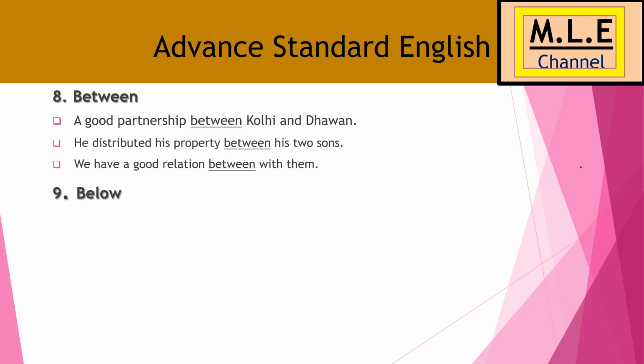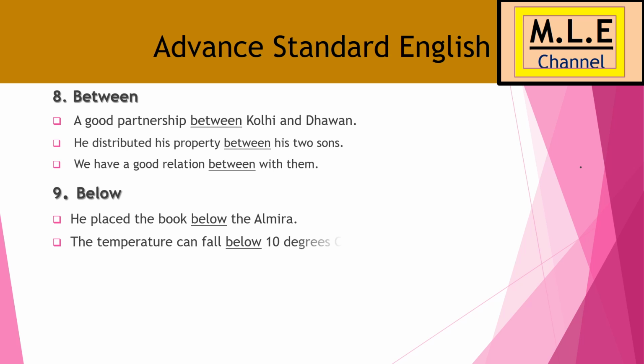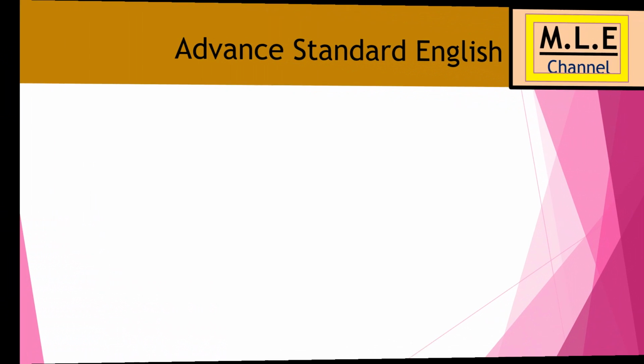Number 9. Below. He placed the book below the almirah. The temperature can fall below 10 degrees Celsius. Rainfall has been below average this year.